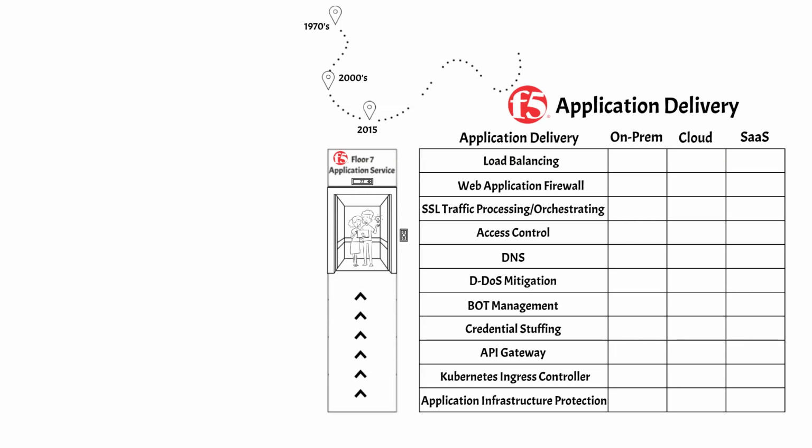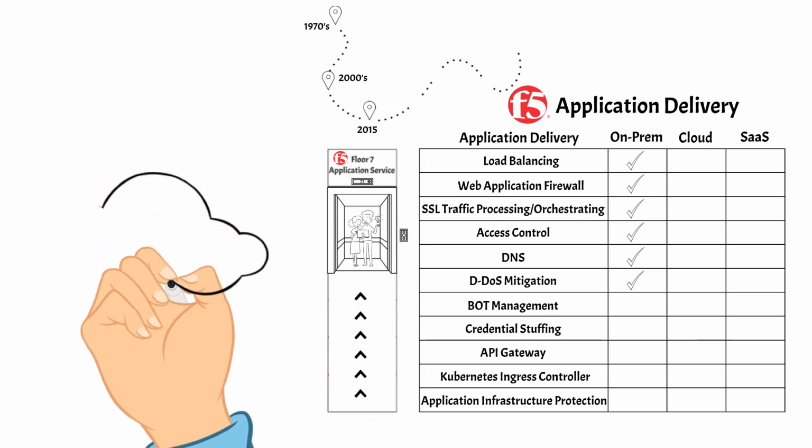With the Big IP on-prem, we were great in load balancing, holding the number one market share. We had a market-leading WAF engine and certainly good at SSL processing. We had some solutions in access control and multiple features for DNS and DDoS mitigation. We did not have bot management capabilities in 2015, none for credential stuffing, and these at the bottom were emerging requirements as customers started to begin their journey to modern application development. Remember, this is year 2015.